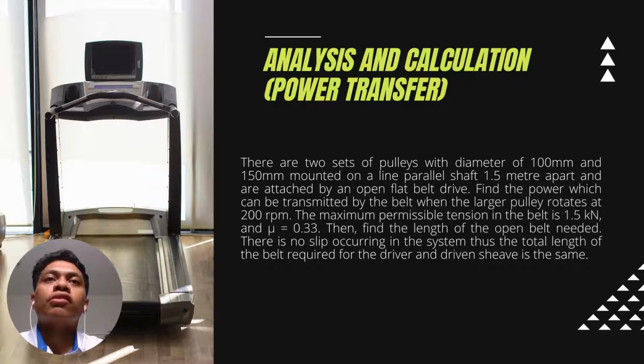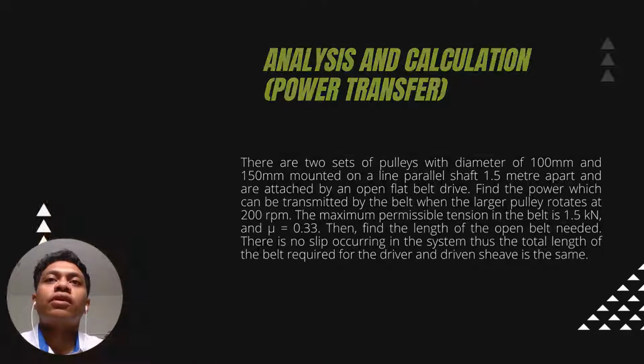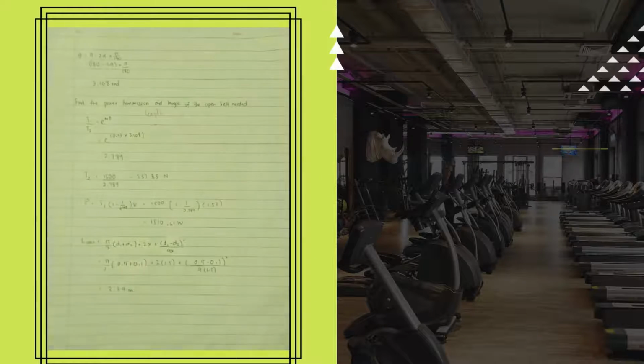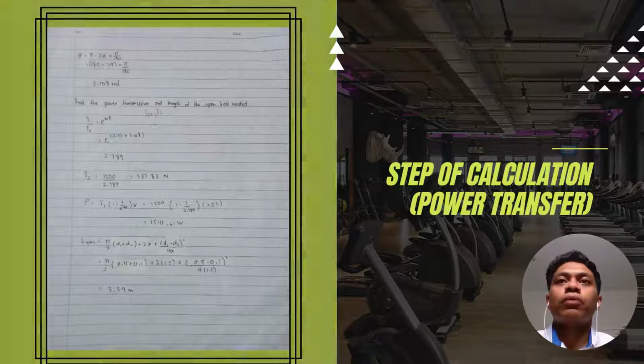There is no slip occurring in the system, thus the total length of the belt required for the driver and driven shaft is the same. This is the first step of calculation in the power transfer. And this is the last step of calculation in the power transfer.